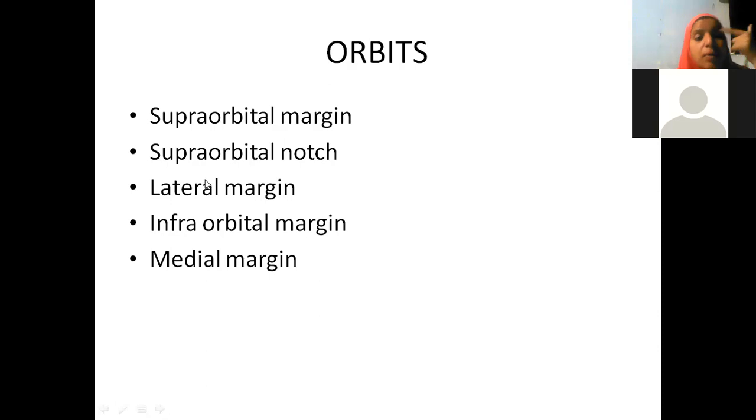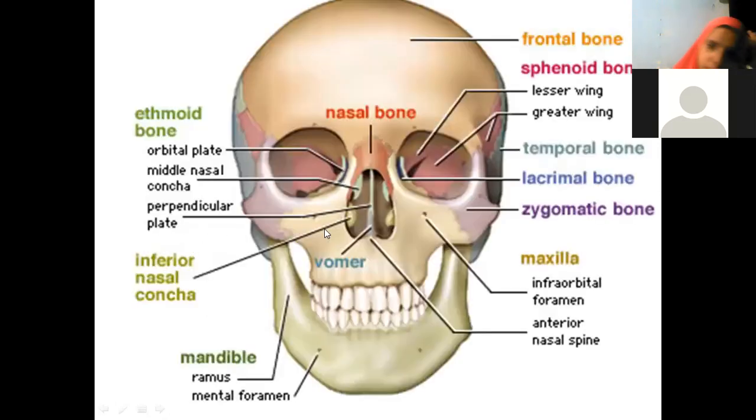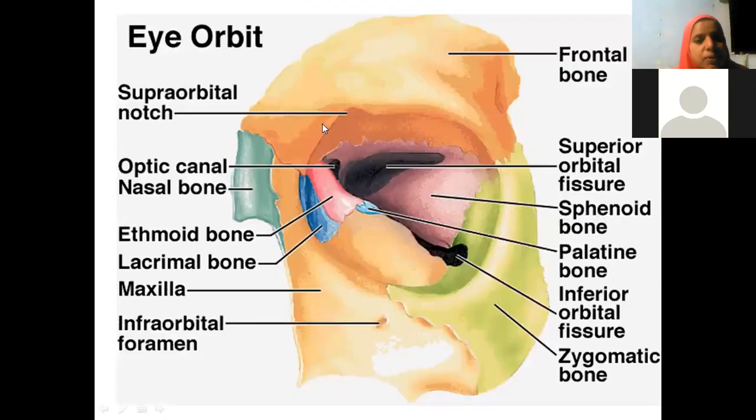So like that we have the supraorbital margin, which is this. We have the supraorbital notch also. This becomes the lateral margin. This is the infraorbital margin, and towards the midline is the medial margin. So this is the supraorbital margin where we have the supraorbital notch. This is the infraorbital margin, and below this we have the infraorbital foramen. Towards this is the medial border, because the nasal bone is this side. So that means that is the left orbit we are seeing here.